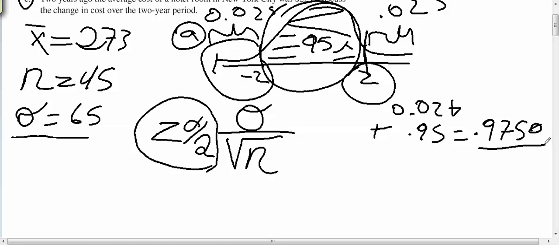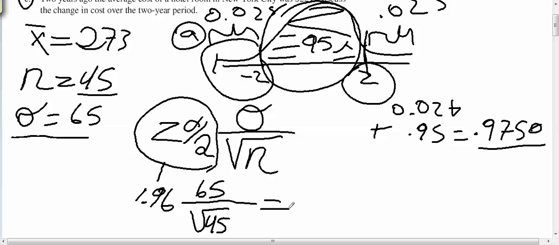So if that's the area, all we have to do to get a z value is to refer back to the z table. If we go to the z table, we will get 1.96, and that's the number that's gonna go here, 1.96. And all we have to do is just substitute the values. We have the standard deviation, which is 65, and we also have the square root of the sample size, which is 45.